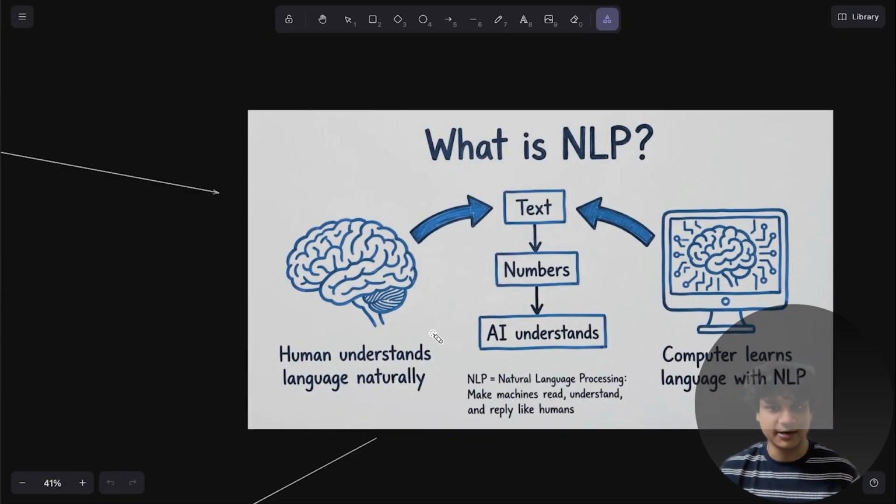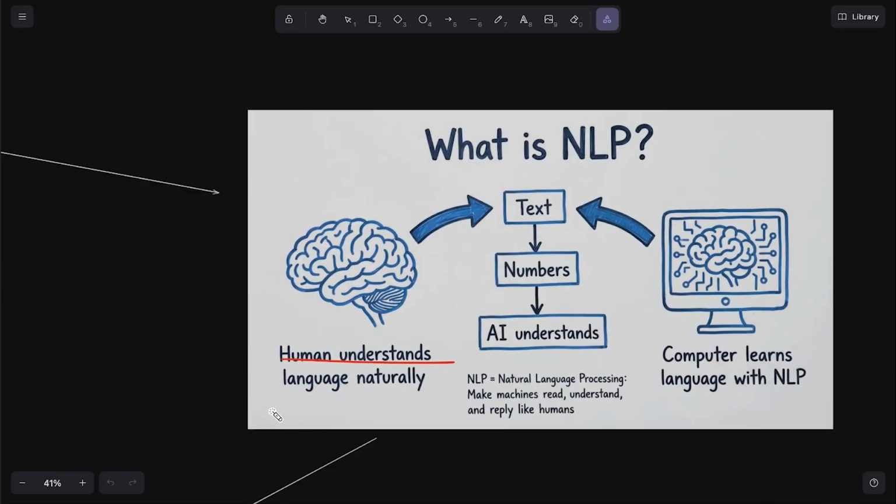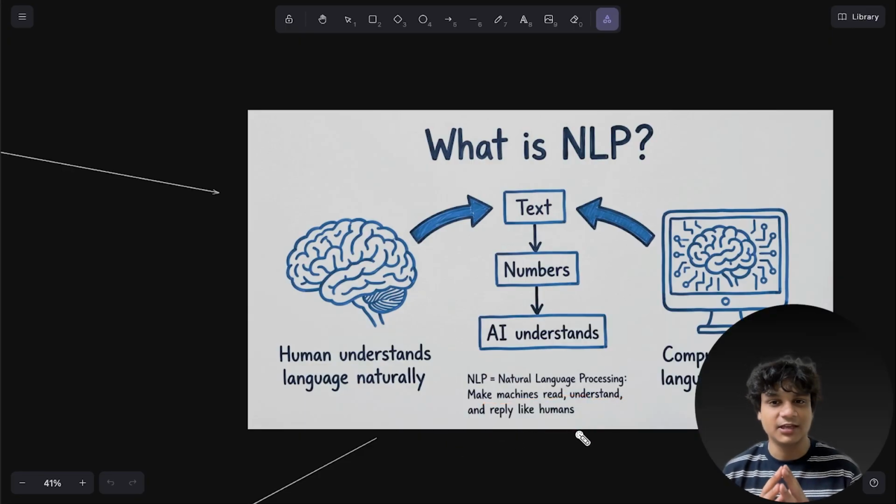NLP is like when humans understand natural language very easily, right? So how can you let the computer learn this language? These are text-based languages, and they are converted into numbers so that AI can understand the numbers. So NLP, natural language processing, is making machines read, understand and reply like humans. Okay, so we are making machines hold a conversation with humans.